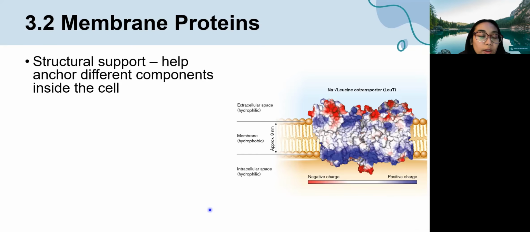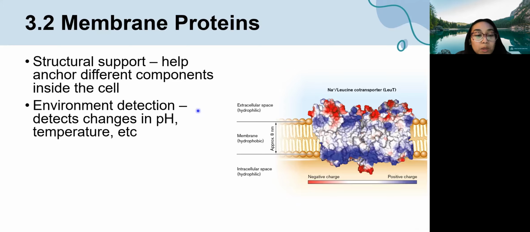Another reason is to detect the environment. Obviously, bacteria live in different types of environments, different pHs, different temperatures, all of this stuff. They live everywhere on Earth. And so for bacteria, it's very important to detect changes in the environment, and they can use membrane proteins to do that. And we'll obviously talk about specifics as we go along in the class. These are just examples of some reasons why they might have a membrane protein.